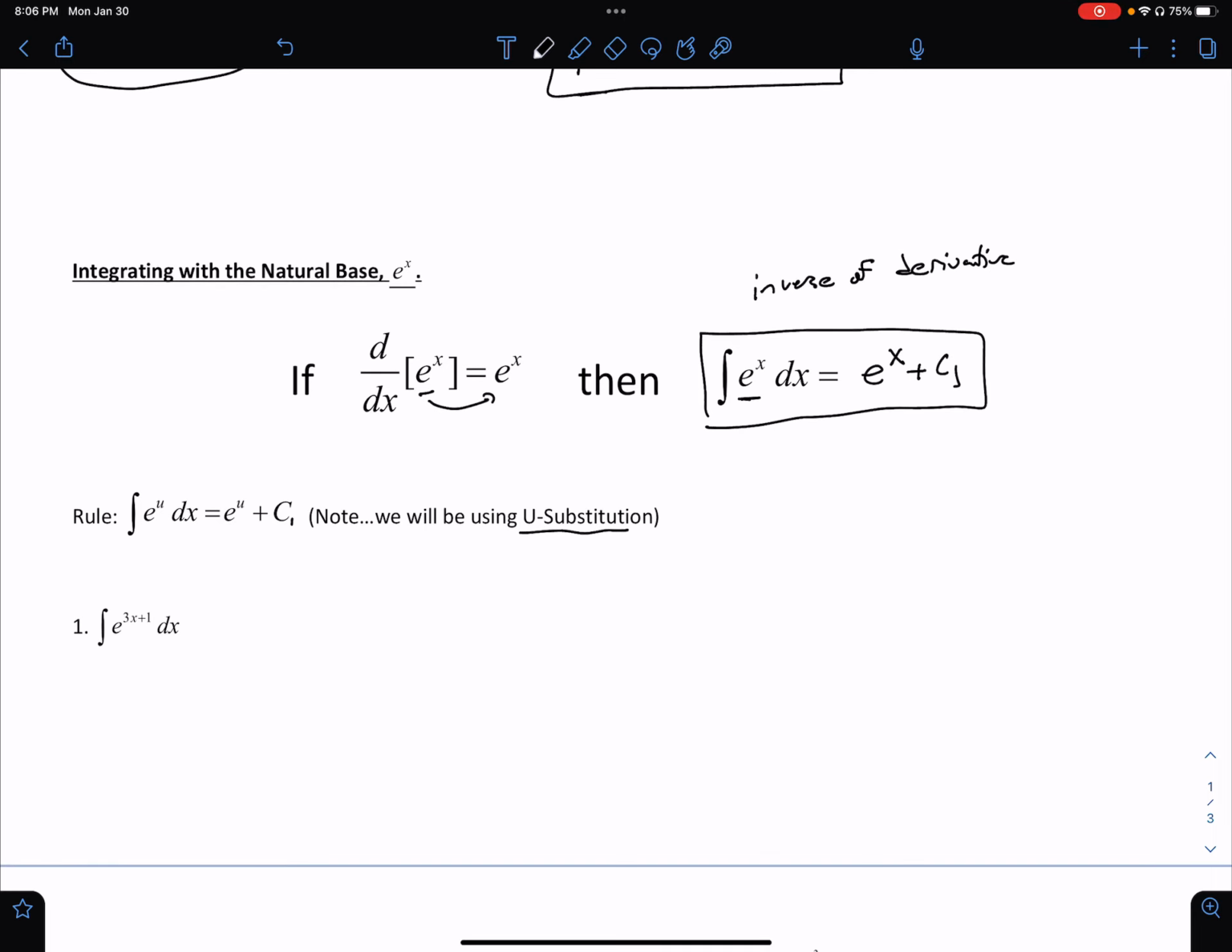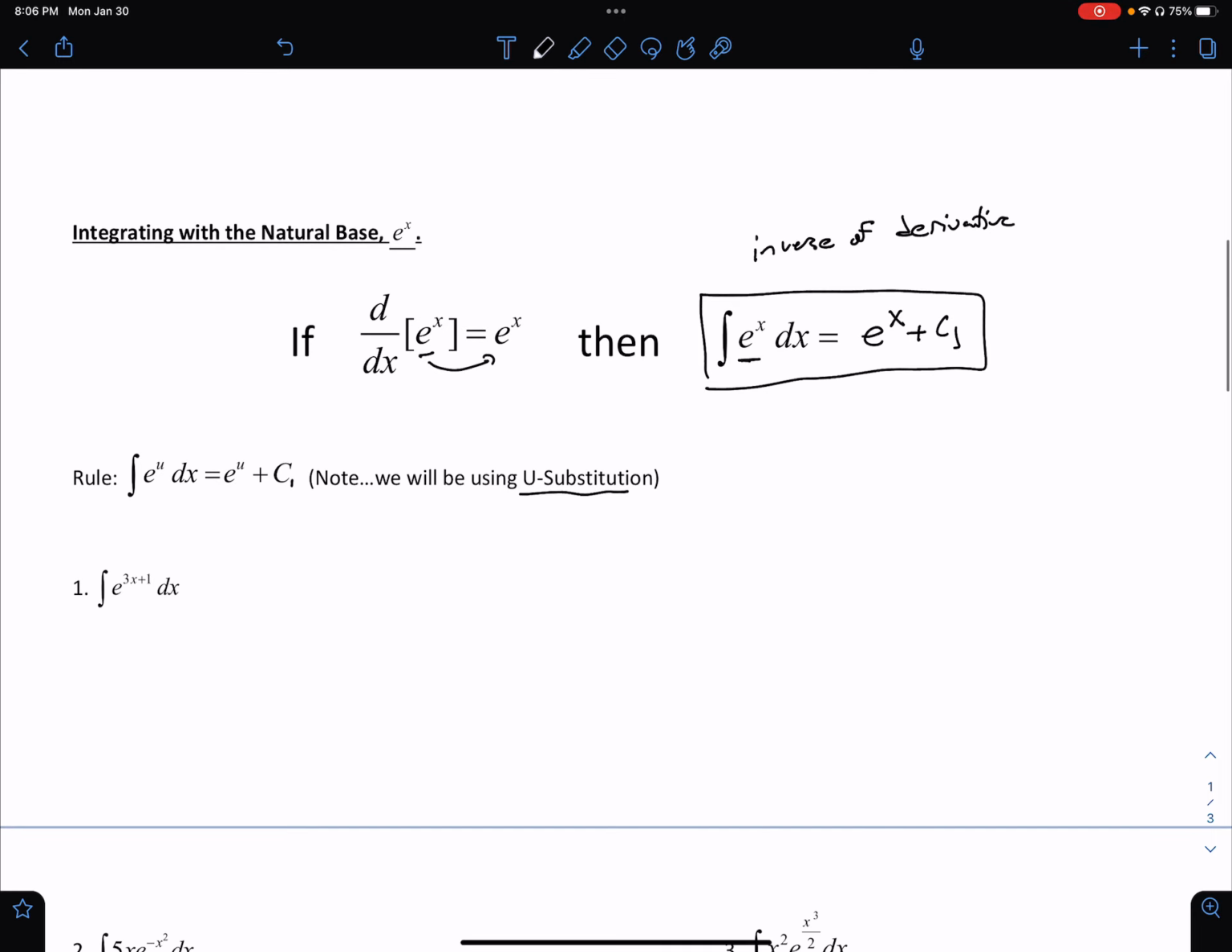So let's take a look at an example. For number 1 here, we want e to the 3x plus 1. This is a u substitution. Notice u is always going to be the exponent in these. So we're going to let u equal 3x plus 1. The derivative is going to be 3 dx, giving us dx is just du over 3.